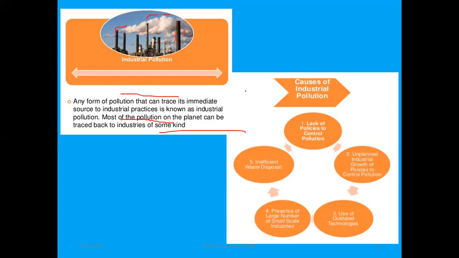Next, what are the causes of industrial pollution? The first cause is lack of policies to control pollution, that is, lack of industrial and government policies to control pollution. Next, unplanned industrial growth and policies to control pollution.